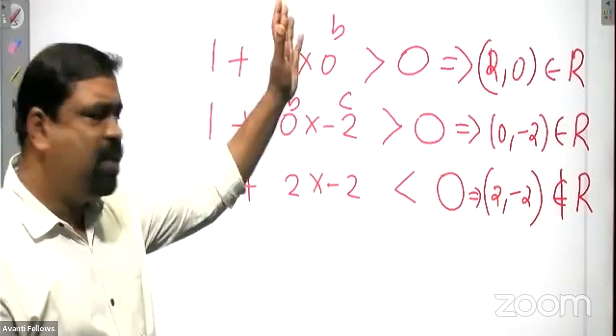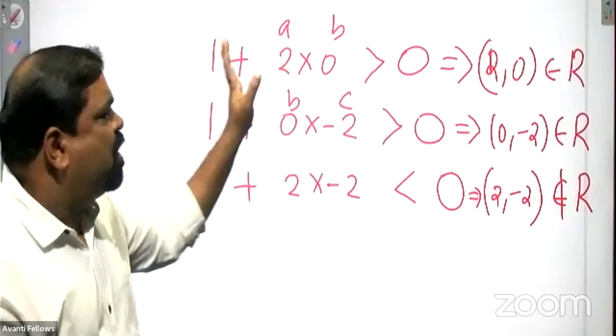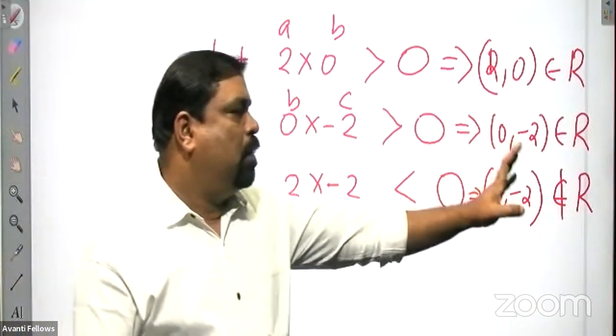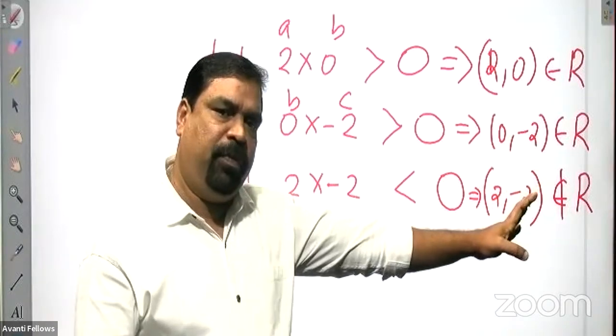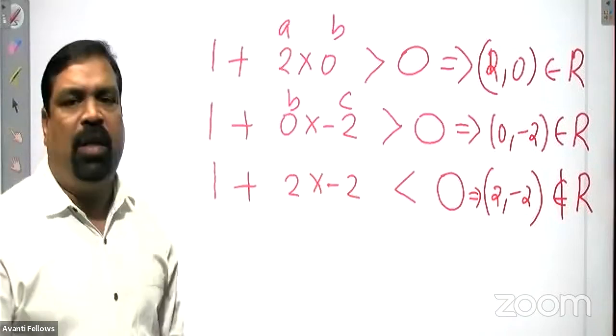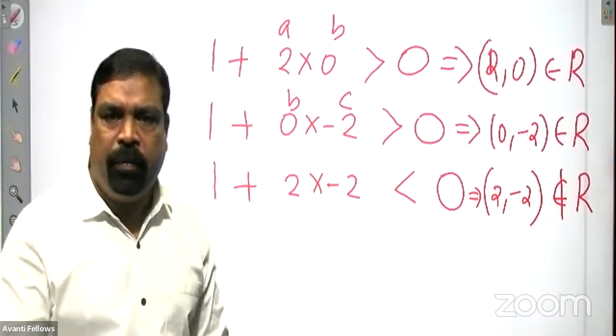You can find other examples also. You find some values of A, B, C. The first condition must be satisfied, but the third condition is not satisfied. So very clearly, by giving a numerical example, we can prove that this relation is not transitive.